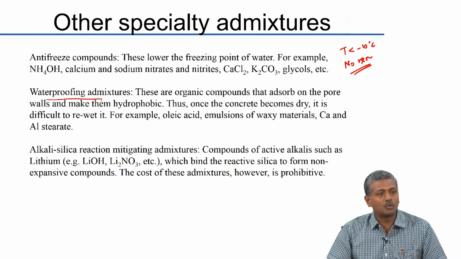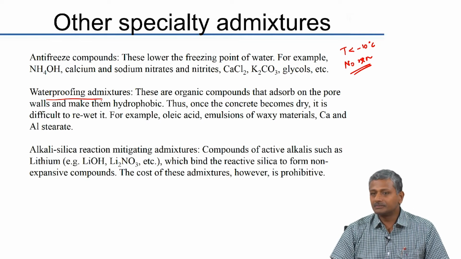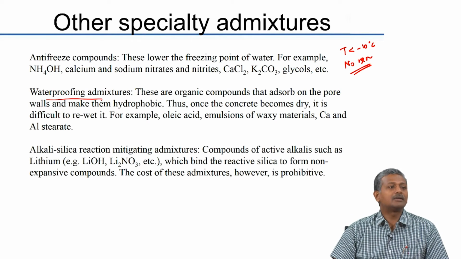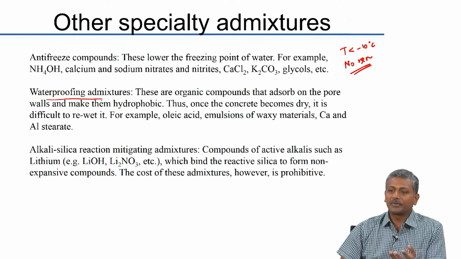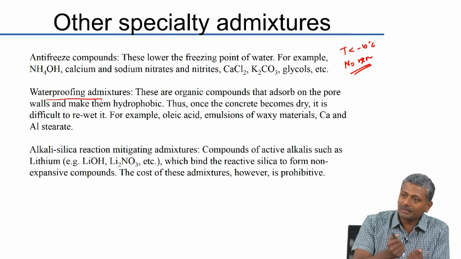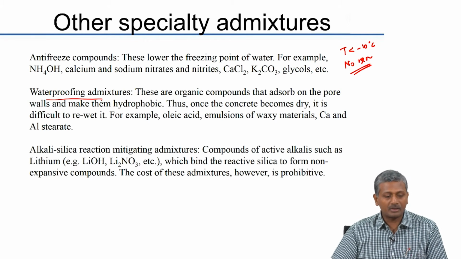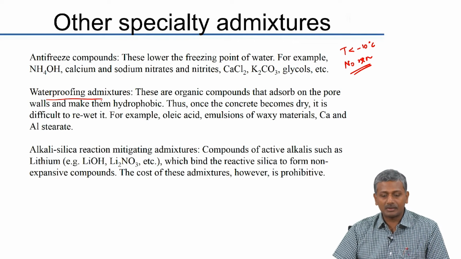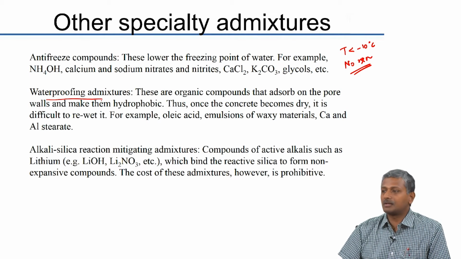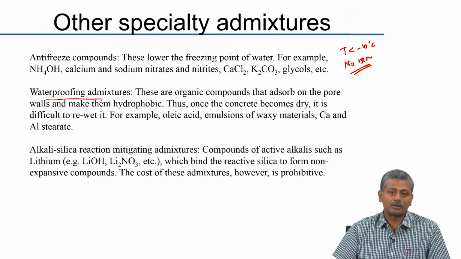They are adsorbing on the pore walls and preventing the entry of water, because the water cannot enter a hydrophobic sort of a pore, okay. So, once the concrete becomes dry, you can't re-wet it again. External water will not be getting absorbed into this concrete, okay. So, the chemicals that are used are like oleic acid, emulsions of waxy materials, calcium and aluminum stearate, and so on. So, these are waterproofing admixtures that are added to the concrete.